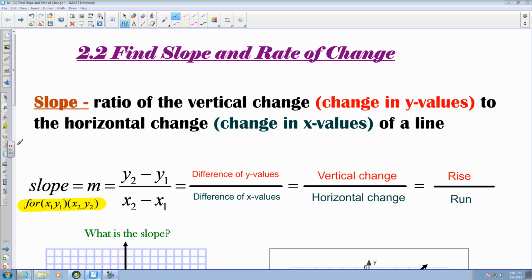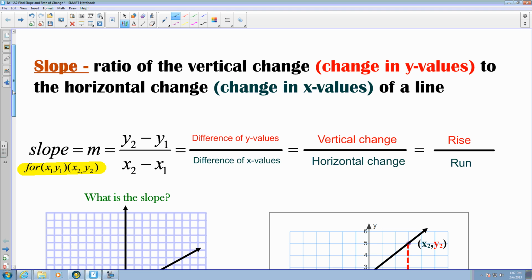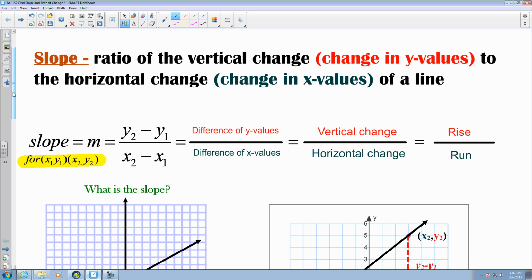So now we're in section 2.2, where this talks about being able to identify and find a slope in a line. We've been working with slope for some time now. A lot of this is a review from beginning algebra.